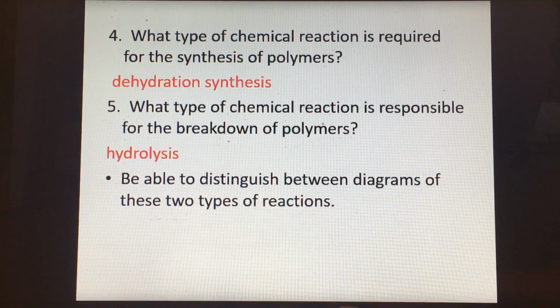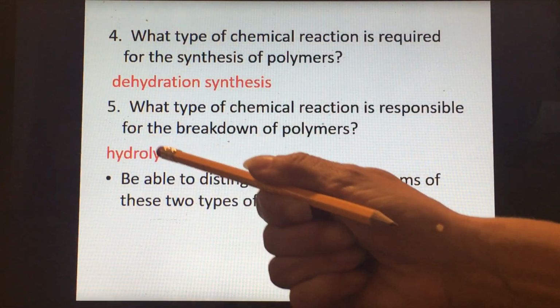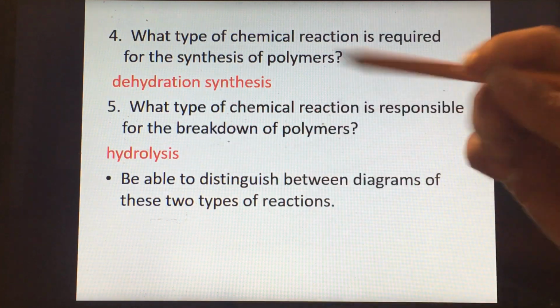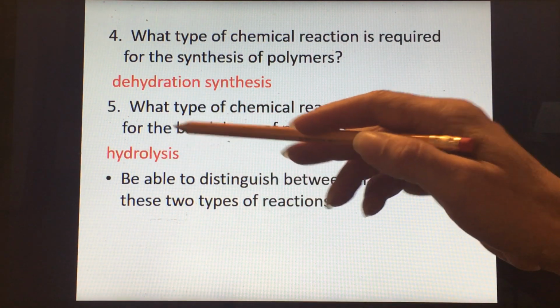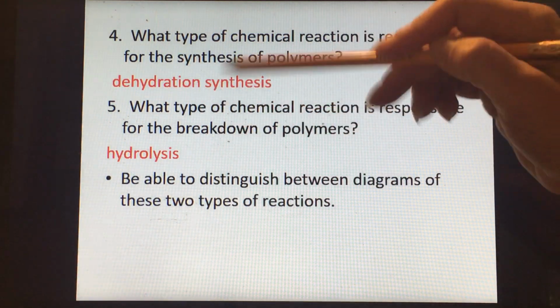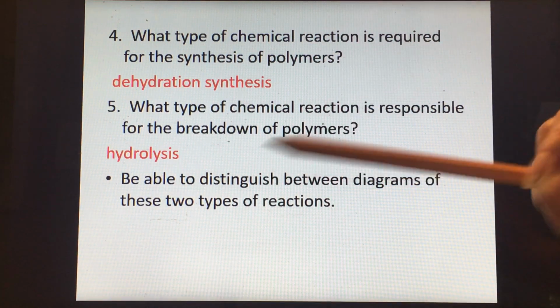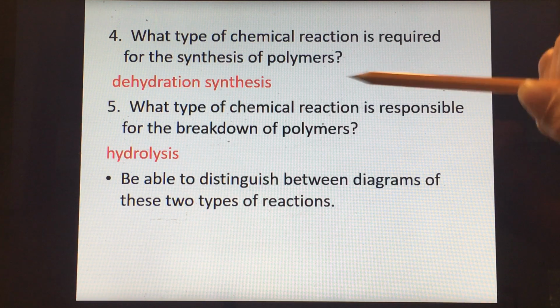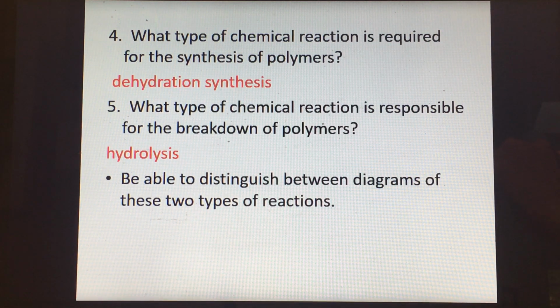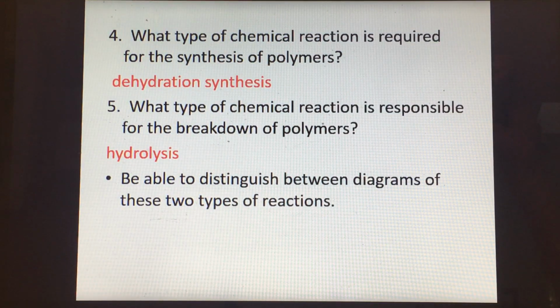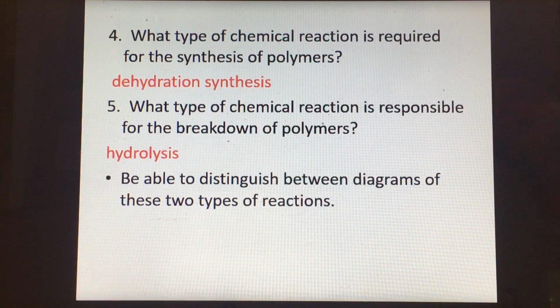Okay, so what type of chemical reaction is responsible for the breakdown of dimers and polymers into monomers? That would be hydrolysis. Hydro means water, lysis means destruction. So it's using water to break bonds. And the H and the OH actually are added to those molecules where the bond breaks. So you need to be able to distinguish between diagrams of these two types of reactions. If water is going in, you have hydrolysis. If water is coming out, you have dehydration synthesis. If two smaller molecules are coming together to make a bigger molecule, you have synthesis. If a bigger molecule is being broken down into smaller molecules, you have hydrolysis.